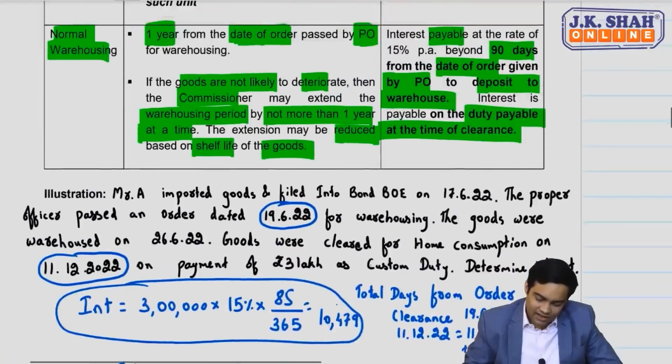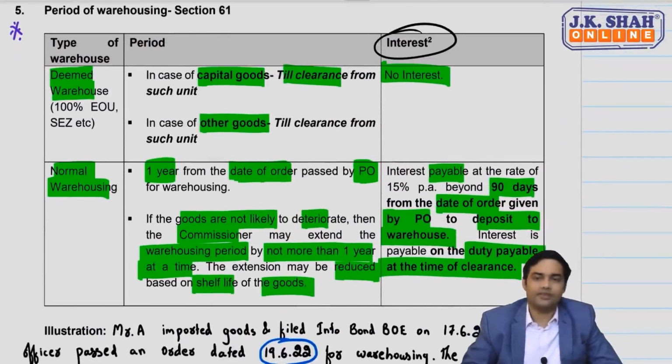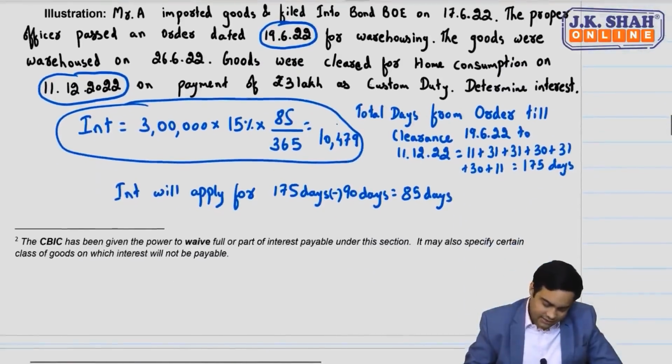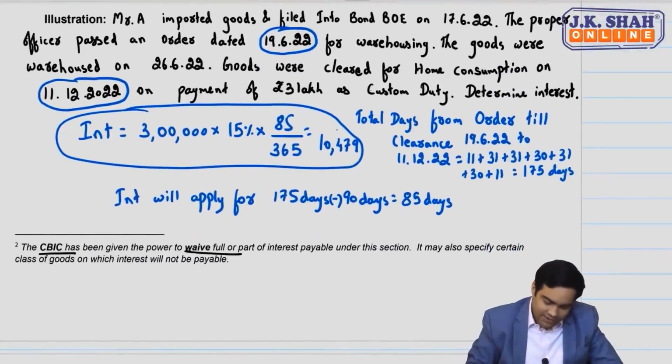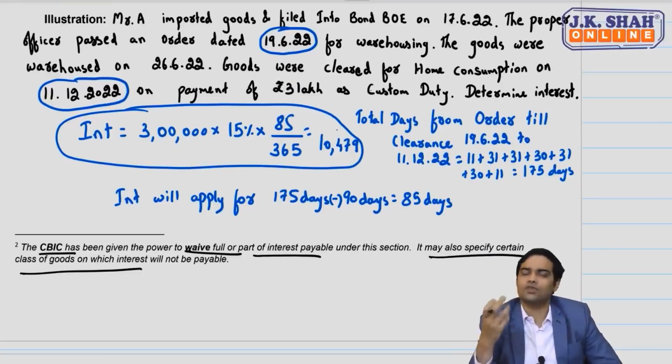Now, there's one point which was part of footnote here. CBIC has a special power. They can waive full or part of interest payable. It may also specify cases where certain class of goods interest will not apply. It's a special power available to CBIC. You must only know the power which is available. That's sufficient.